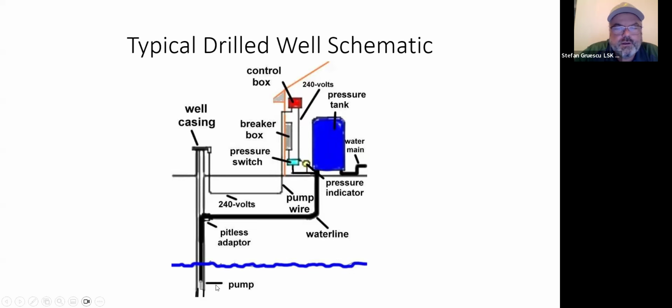So this is a schematic of a typical drilled well. This is like the majority of wells that we'll see. You will see the well casing coming up to the surface. There will be a pump down in the well. There's a device called a pitless adapter that basically allows the water to come into the home underground. In the basement or in the house, you're going to see a pressure tank, which is usually a big blue tank, and then the pressure switch with some electrical components. So this is the common type of well arrangement.